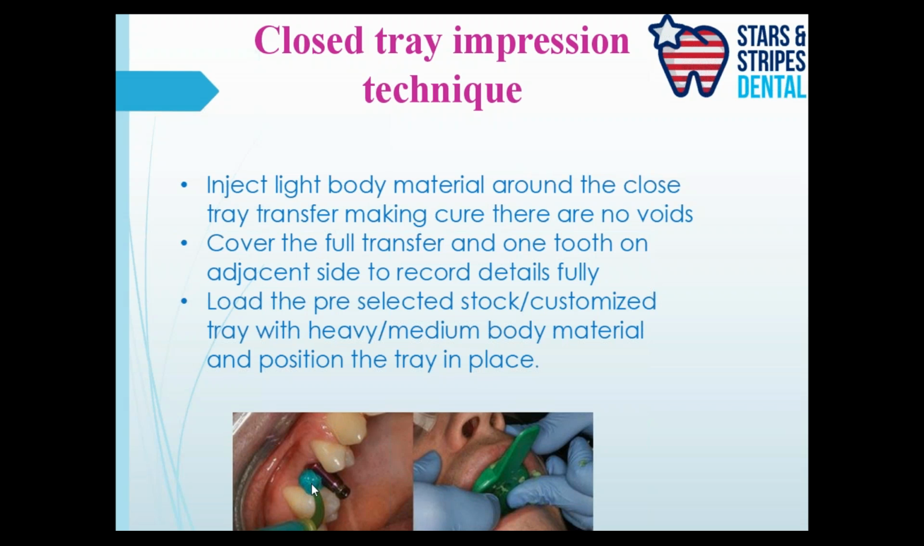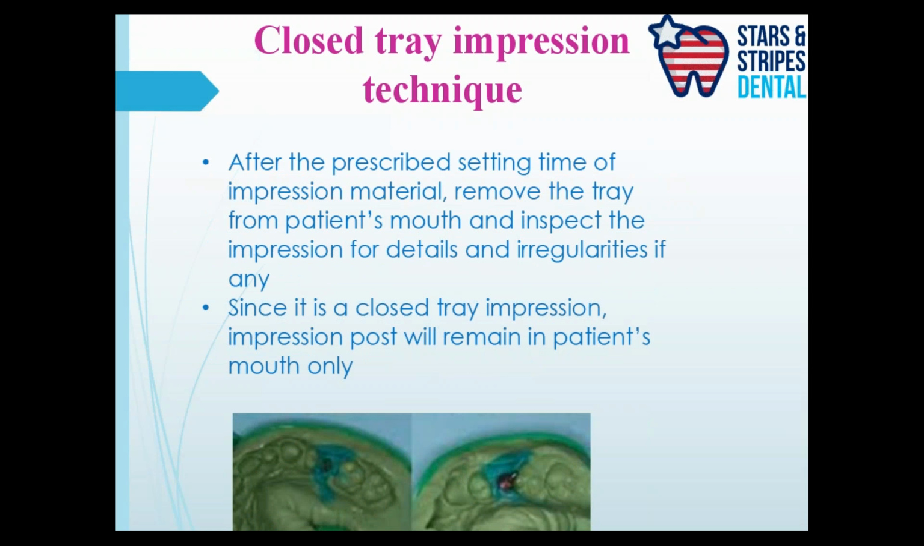To make sure you capture the contact details correctly and the contours of the gums and everything correctly. Then you seat your tray in the mouth in proper position, wait for the recommended setting time, and then remove the tray. Okay. Now, once you remove the tray, this is called the closed tray technique. So you're taking an impression just like you're taking a crown and bridge impression.